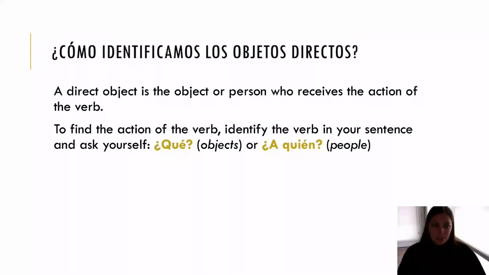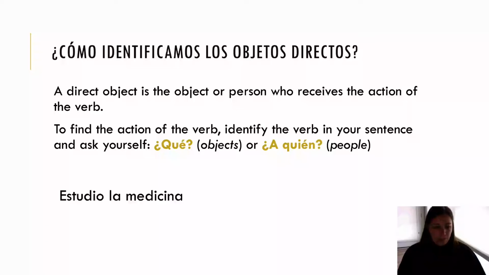¿Cómo identificamos los objetos directos? A direct object is the object or person who receives the action of the verb. To find the direct object, identify the verb in your sentence and then ask yourself, ¿qué for objects or a quién for people?